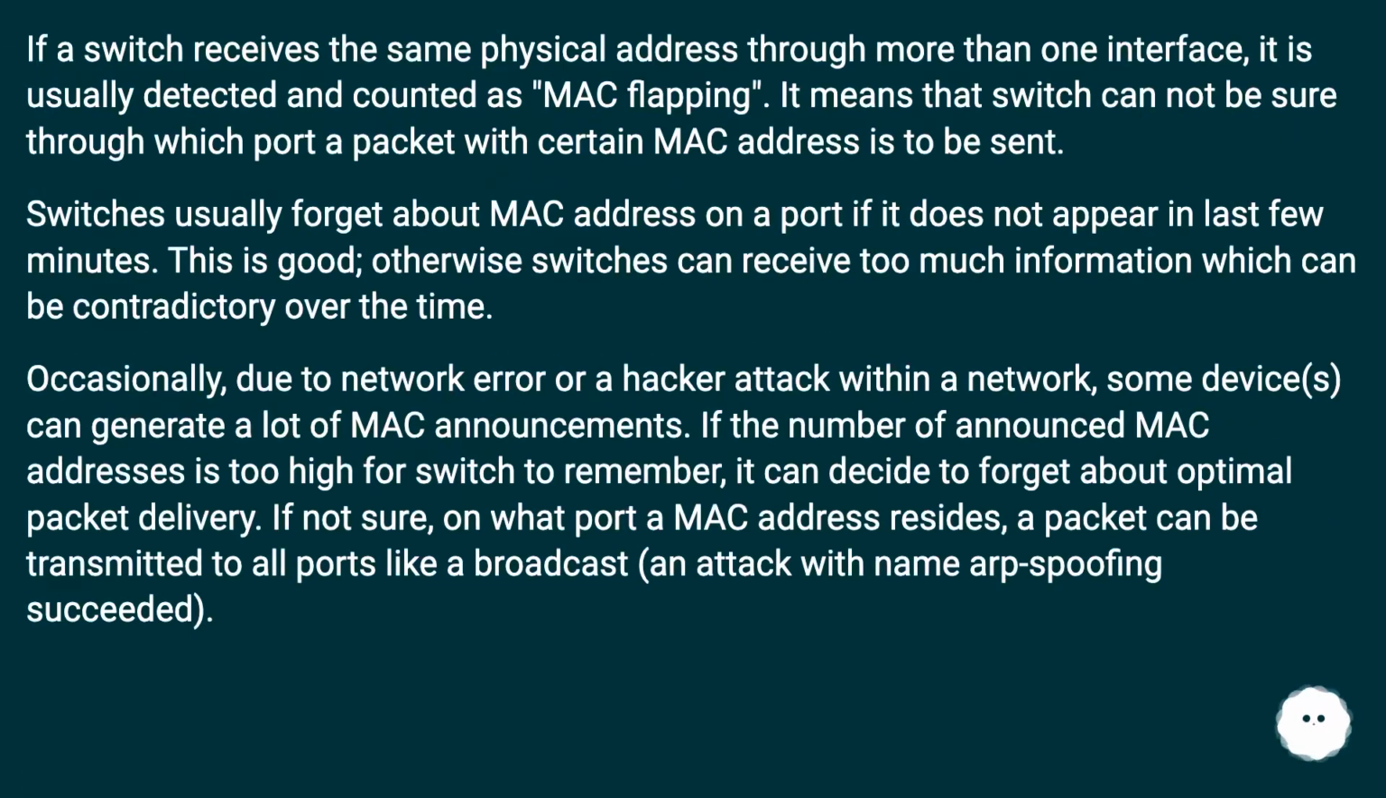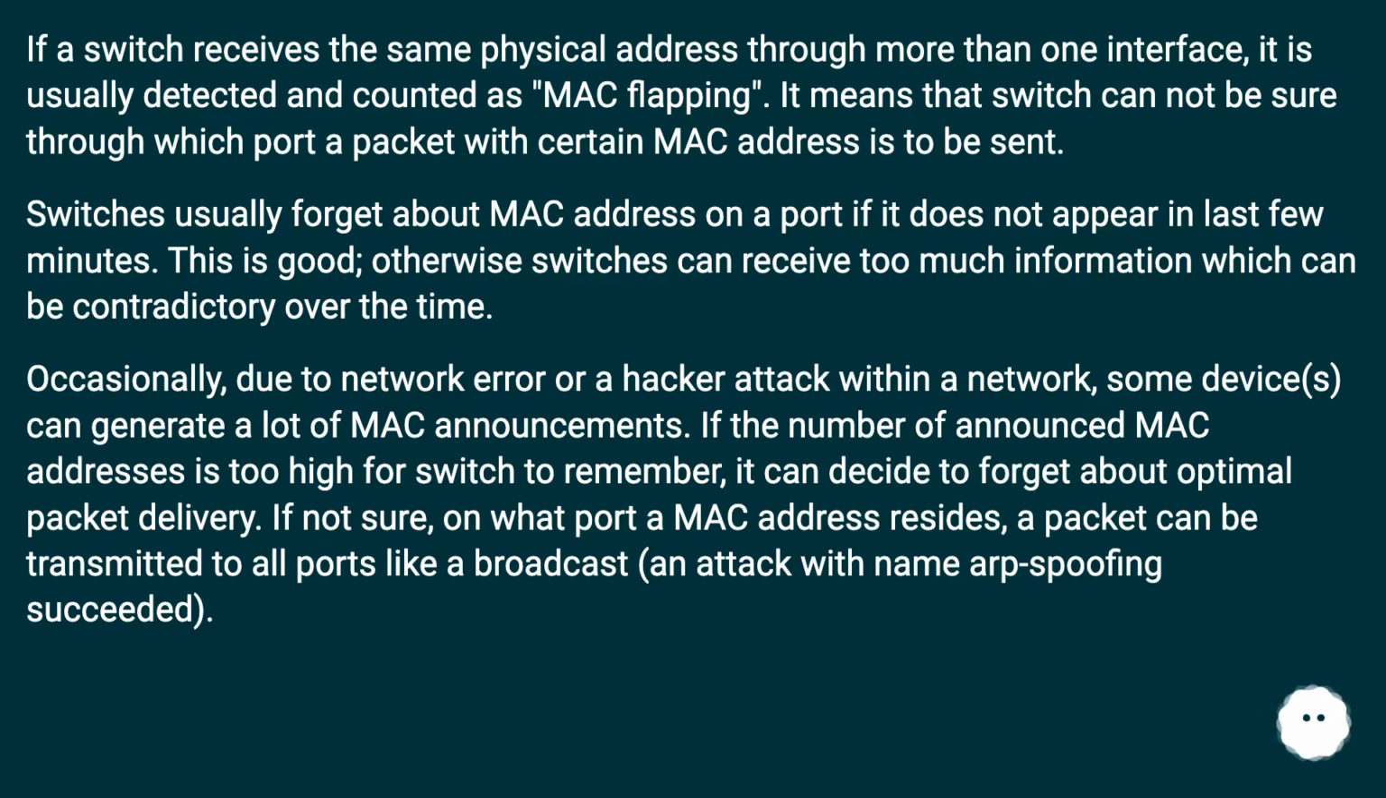If a switch receives the same physical address through more than one interface, it is usually detected and counted as MAC flapping. It means that the switch cannot be sure through which port a packet with a certain MAC address is to be sent. Switches usually forget about a MAC address on a port if it does not appear in the last few minutes. This is good, otherwise switches can receive too much information which can be contradictory over time.